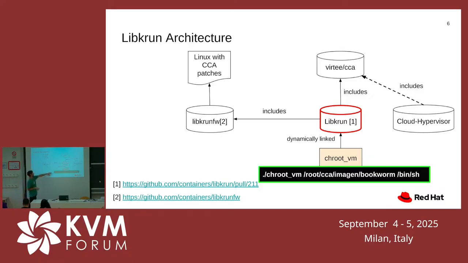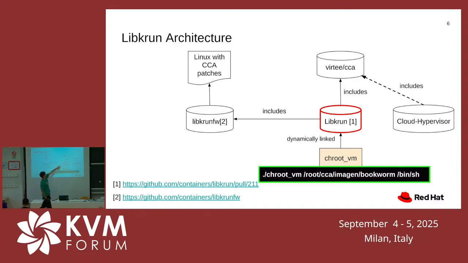And then we have, for example, the chroot VM, which is an application included in the Libkrun repository that is just going to launch a guest, I guess. It is dynamically linked with Libkrun. And just to give you an idea of what these apps do, it is going to create a confidential guest, or a guest in general. This is the path to the root FS. This is the binary that is going to execute as the first process in the guest.